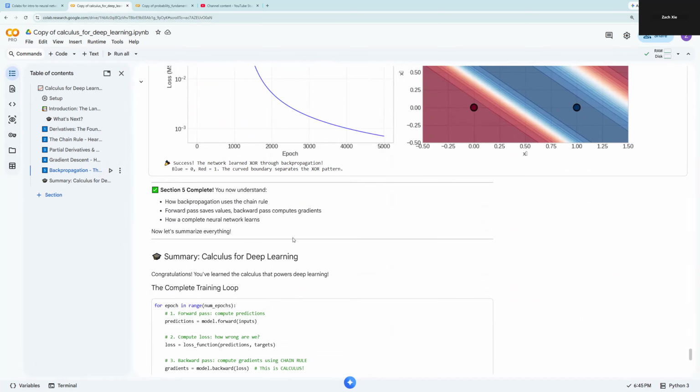So with this, you have a working neural net, and this is all the algebra, the calculus behind it. All right, that's it.